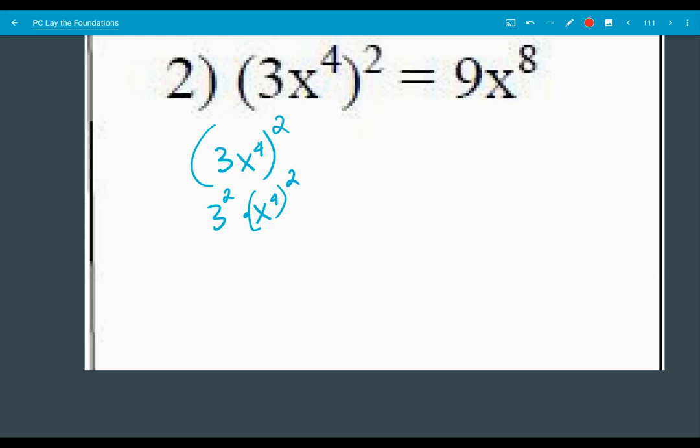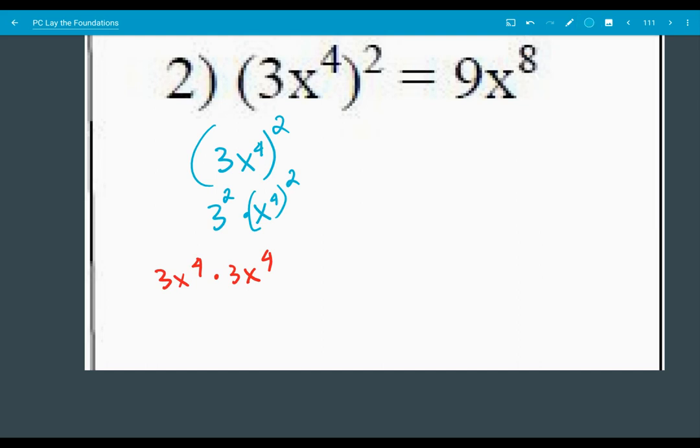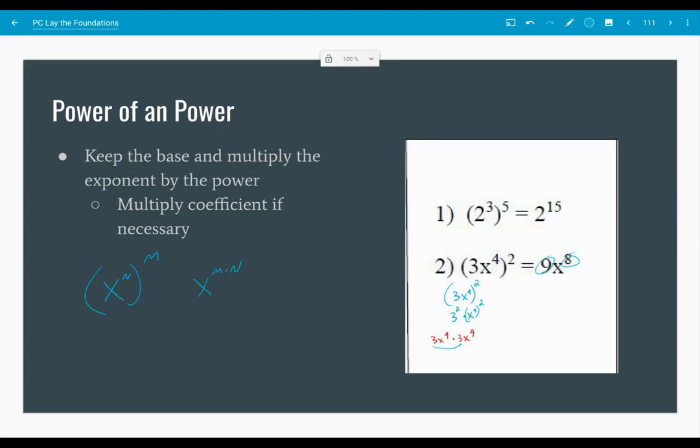If you want to think of it a different way, we have 3x to the fourth times 3x to the fourth. And if you work these through, you're going to get the same thing. So let's do just that. So we get the 9, and then 4 and 4 make 8. So that's how power of a power works.